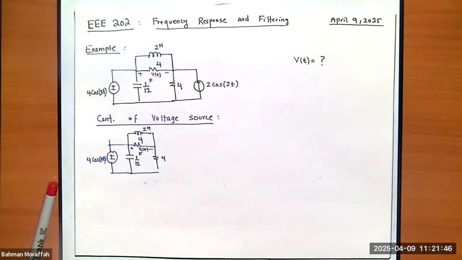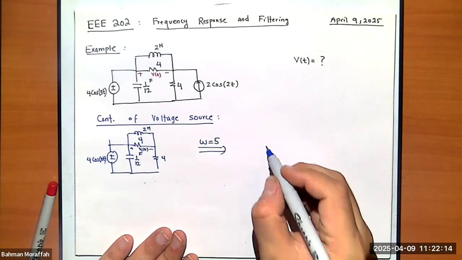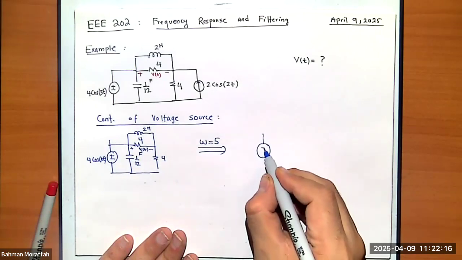Now, by looking at this circuit, I have a circuit that operates at exactly one frequency. So I know how to take it to the frequency domain. I keep that in mind, that the frequency that this circuit is operating at is 5. Right? So I can translate it to the frequency domain using that frequency. So I know omega is 5. So I'm going to go to the frequency domain.